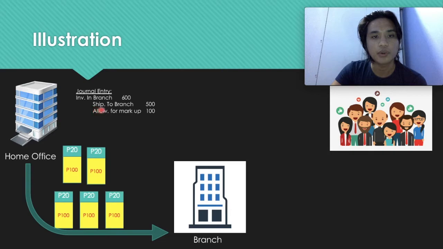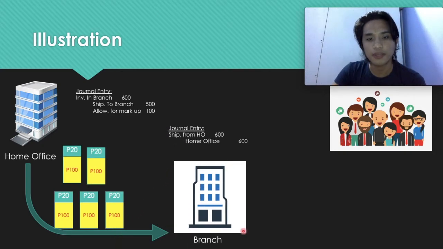As you notice, the shipments to branch is credited at cost, 1, 2, 3, 4, 5 units, and then for allowance for markup you have 100. Now the branch, upon receiving the shipments, will debit shipments from home office 600 and credit home office 600. So it will take up the inventory at its bill price at 600. It will not include any other account such as allowance for markup. Only the home office knows.